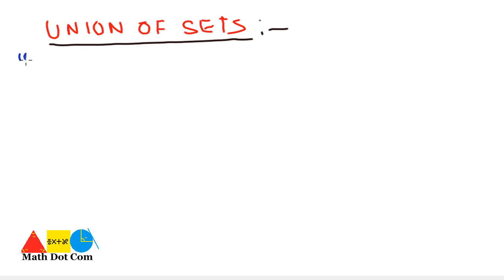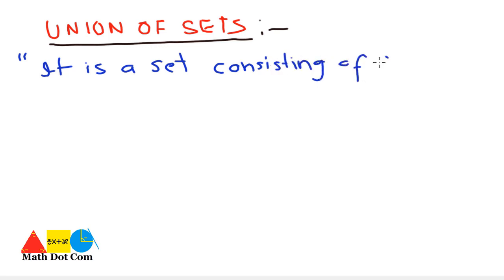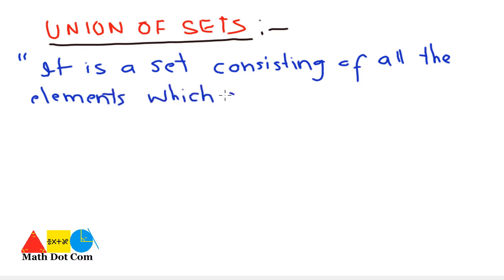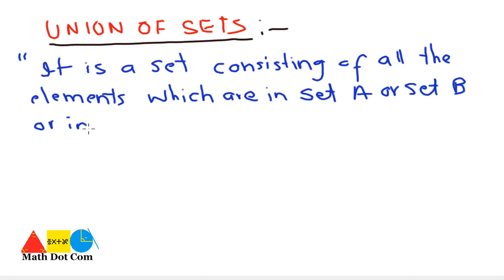Union of sets is basically stated as a set consisting of all the elements which are in set A or set B or in both. This is how the union of sets is defined and stated.